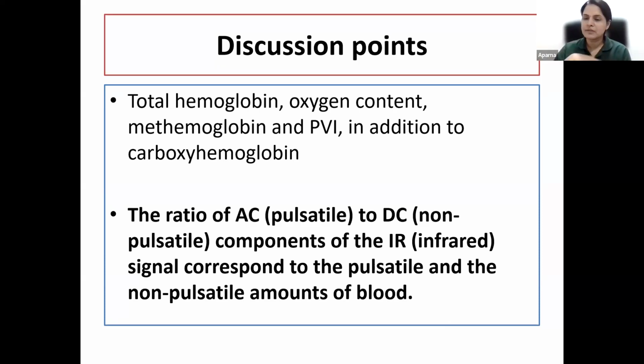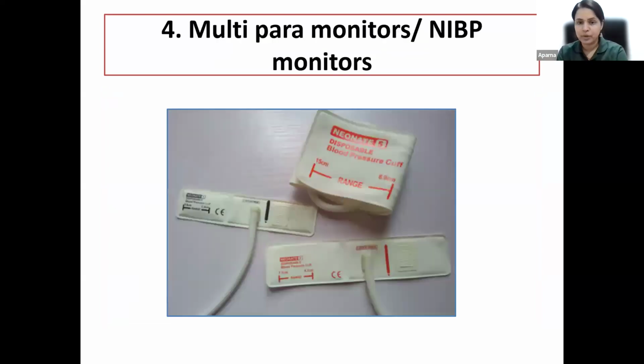Non-pulsatile blood refers to the venous blood and blood in the tissue, and sometimes even bone signal can be picked up. Now, this ratio between pulsatile and non-pulsatile components of the infrared signal of the pulse oximeter is called the perfusion index and gives us some idea about the arterial perfusion in that limb. Now, a lot of studies in neonatology have evaluated perfusion index as an early marker of a hemodynamically significant PDA or early marker of sepsis and maternal chorioamnionitis, and this has more and more upcoming clinical utility.